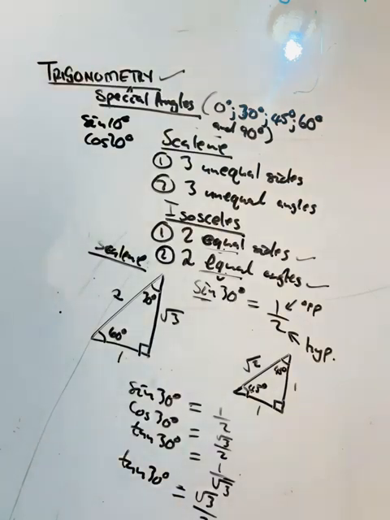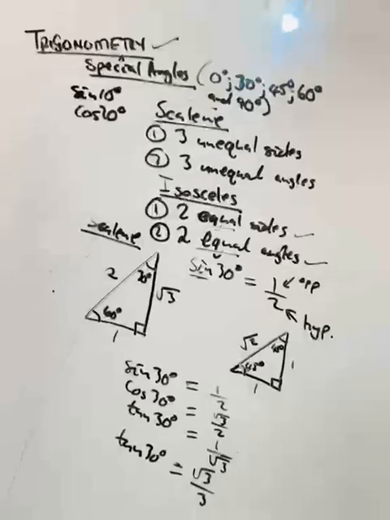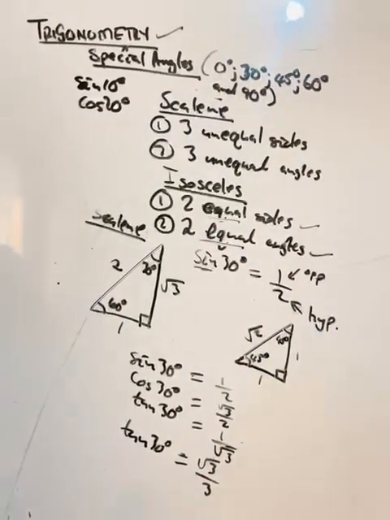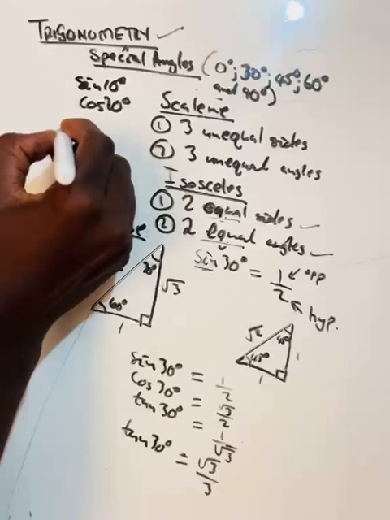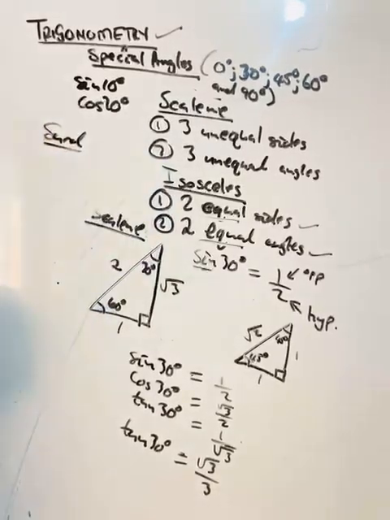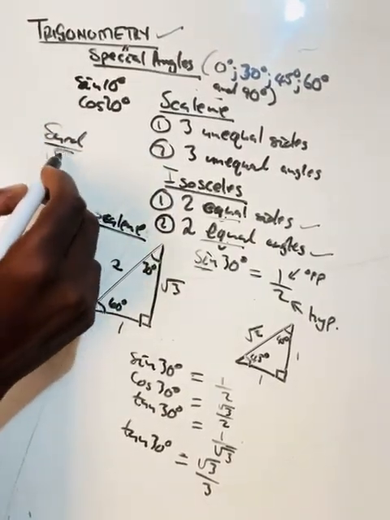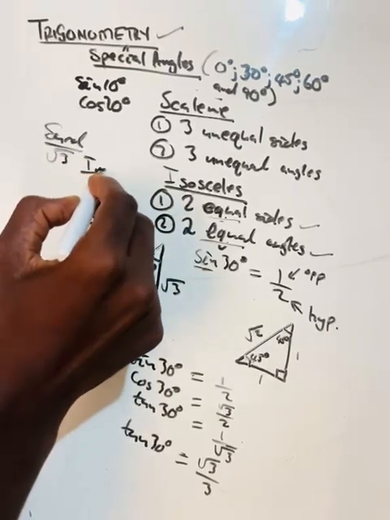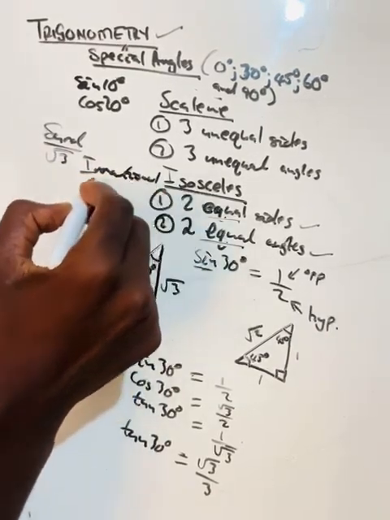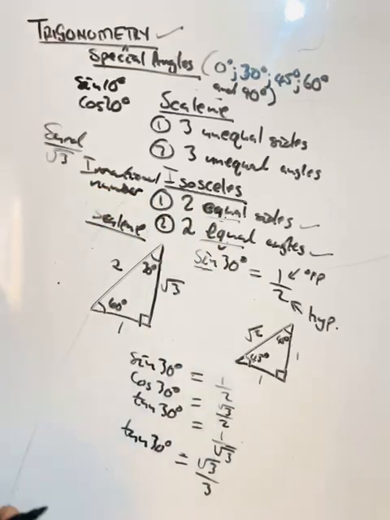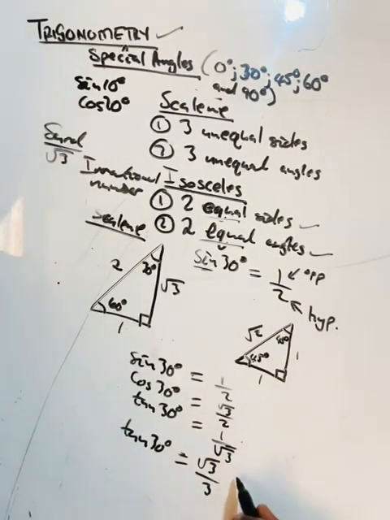Now, the question becomes, why is it that the calculator gives you square root of 3 over 3? Remember, I mentioned irrational numbers earlier on. So, square root of 3 is what we call a surd. Square root of 3 is a surd, and this surd is an irrational number. So there is a topic which is called rationalize the denominator, simply meaning that you must make your denominator a rational number. So how do you do that?